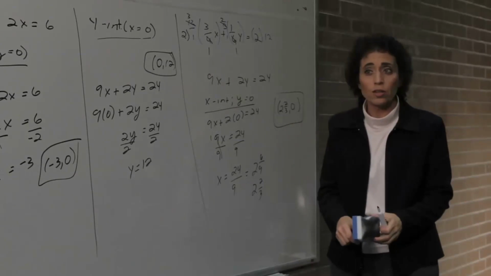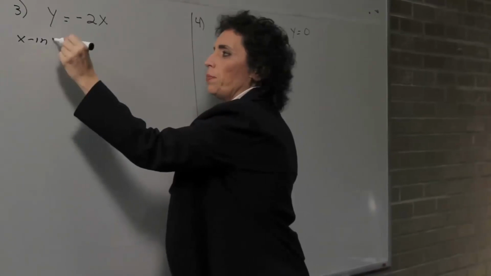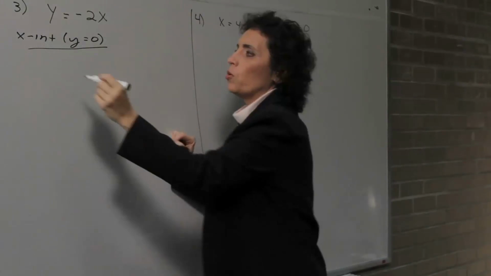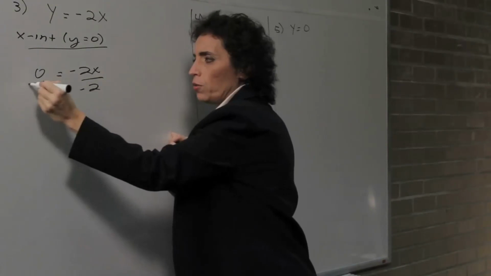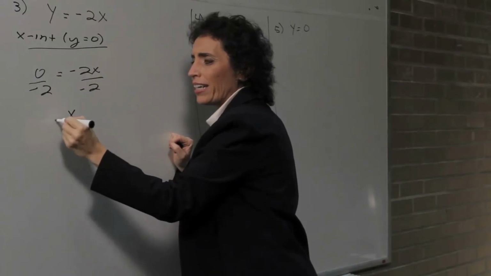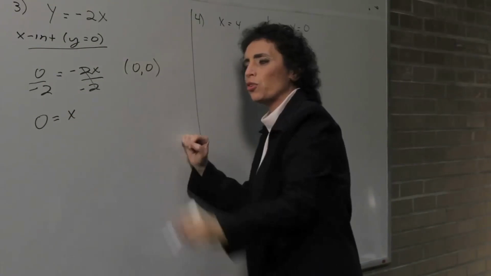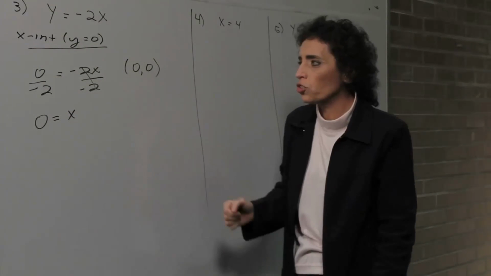We got 3 more to do, and then we're going to give you something to do. All right? Here we go. We want to find the x-intercept. That means y has to be 0. So 0 equals negative 2x. Divide by negative 2, divide by negative 2. So x is 0. That means we have the point 0, 0. So guess what? That's not only the x-intercept, that is the y-intercept as well.